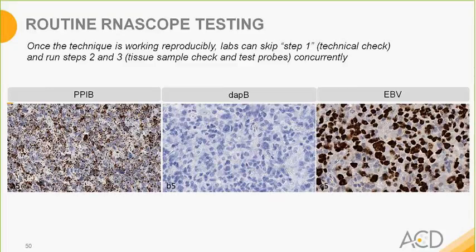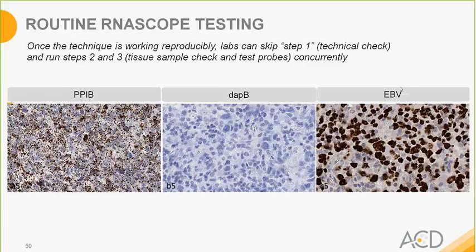Once the technique is working reproducibly in a lab for RNAscope, labs can choose to skip step 1, which is the technical check, and run steps 2 and 3, which consist of a tissue sample check and test probes, concurrently. In this RNAscope experiment, the positive control PPIB shows robust, moderate levels of expression, while the negative control, DapB, shows essentially no signal.